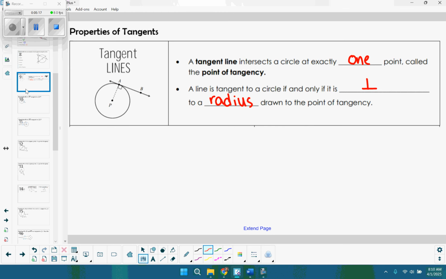So a property of tangent lines, which we just said intersect the circle at exactly one point, is that a line is tangent to a circle if and only if it is perpendicular to a radius drawn to the point of tangency. So if a line is tangent to a circle, there will be a right angle at the point of tangency.